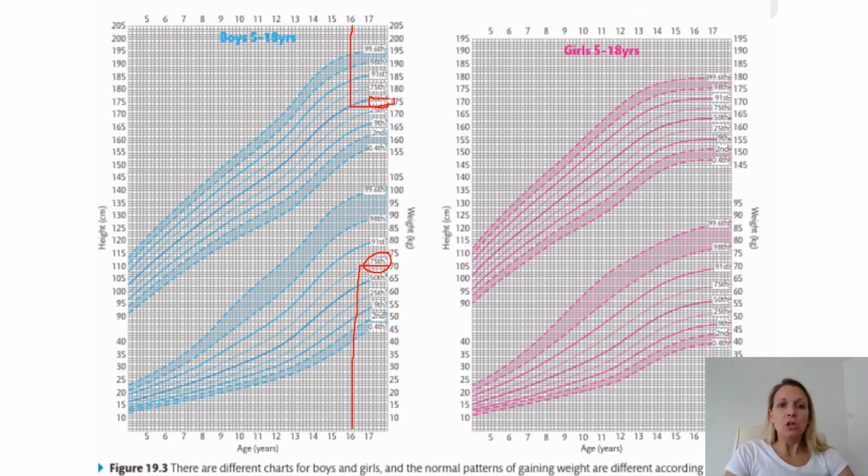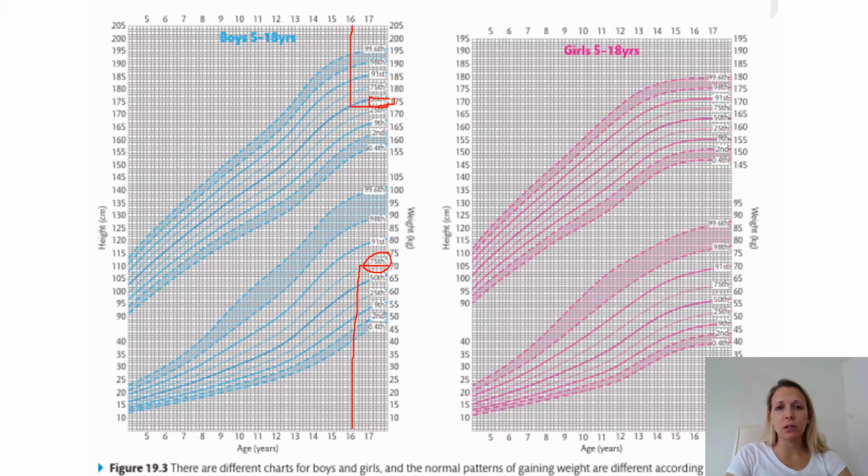Have a look. So, height. How tall are you? Okay. Weight. How much do you weigh? So it's height in centimeters and weight in kilograms. And then you're going to take your age. So let's say you're 16 years old.